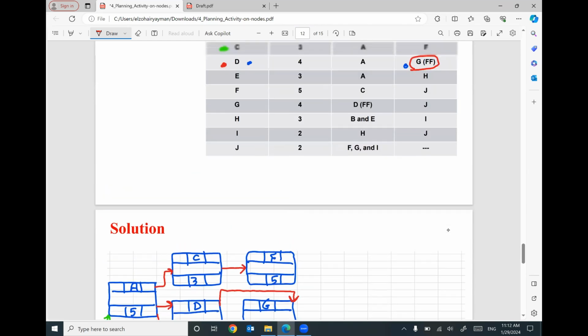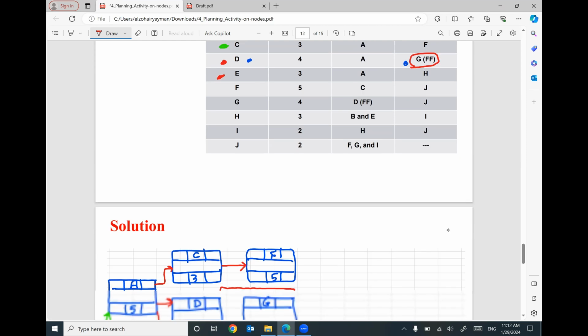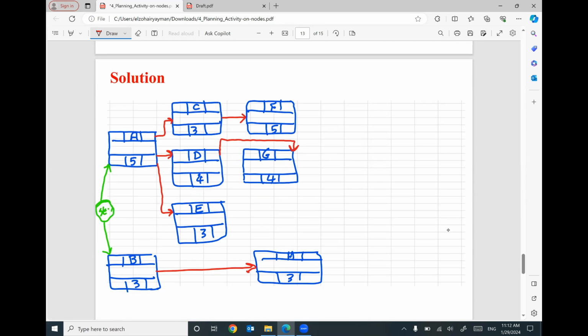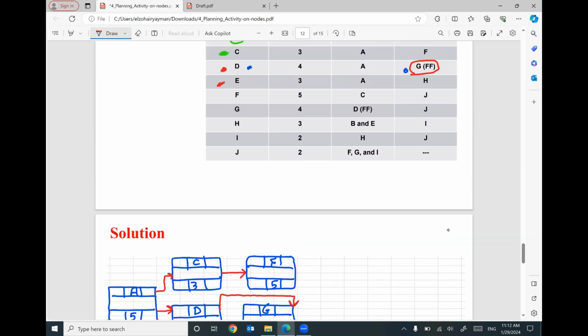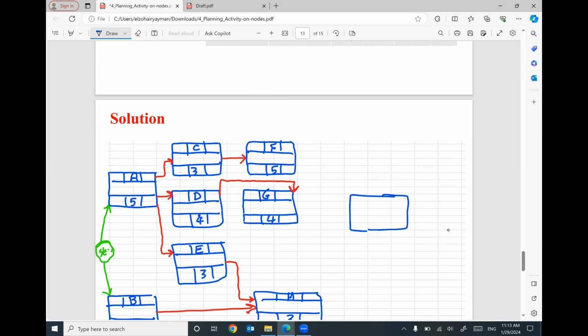That makes sense? The next one is E. The predecessor is A, that's fine. The successor is H. So after E, we have H. Looks good. So I can construct here this relationship between E and H. This is the reason why I moved the H a little bit forward. So after E, we have H. For F, the following or the successor is J. So I have to construct here activity J with a duration equal 2. And after F, I have to start G.